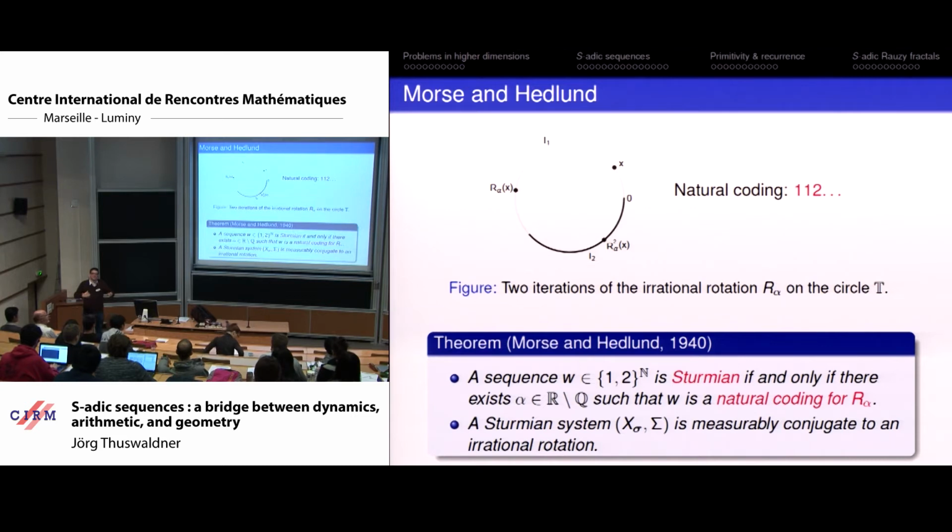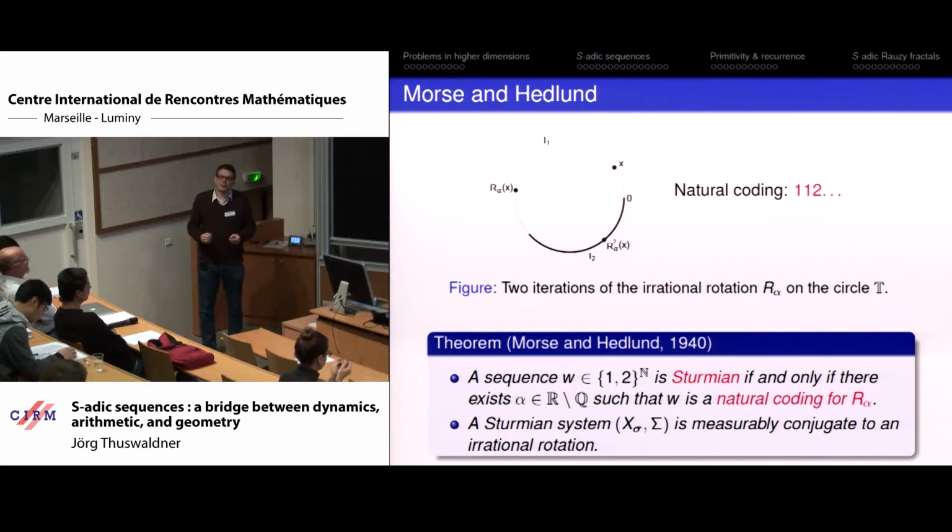I want to look at words on alphabets of several letters, of D letters, for D some integer greater or equal to 2. And I would like to prove that under certain conditions, the analogously defined dynamical systems are conjugate to irrational rotations on higher dimensional tori. Okay? This is my aim. And on the way again, arithmetics will come up. So all this turns out to be related to higher dimensional analogues of continued fraction algorithms.